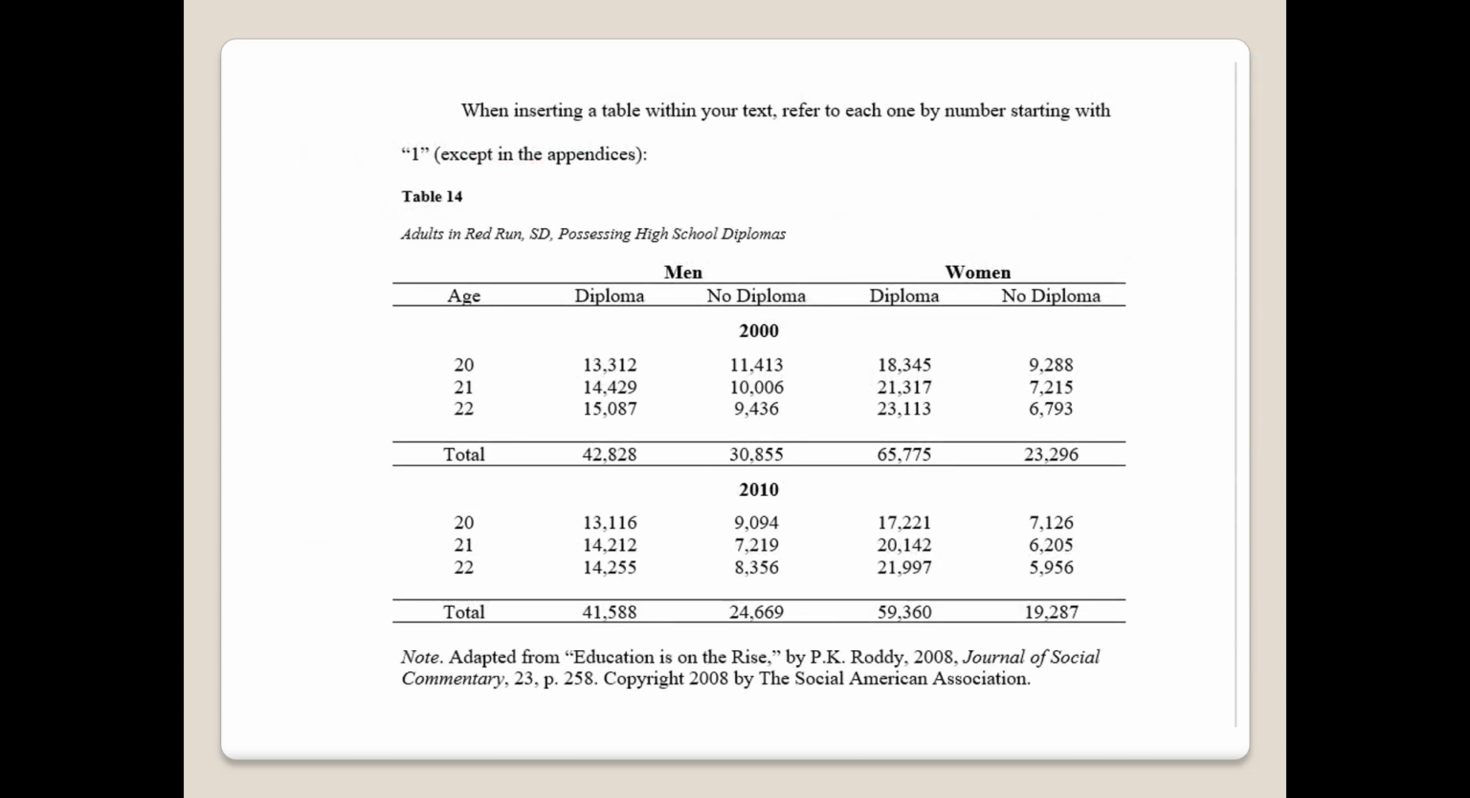In this slide, you can see that the word table with the number of the table is bold and in 10-point font. The title of the table is not bolded and just italicized. In APA format, the title of the table should be in sentence structure. In other words, the first letter is capitalized, but not the remaining words.